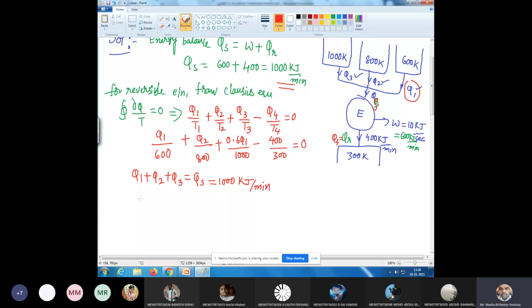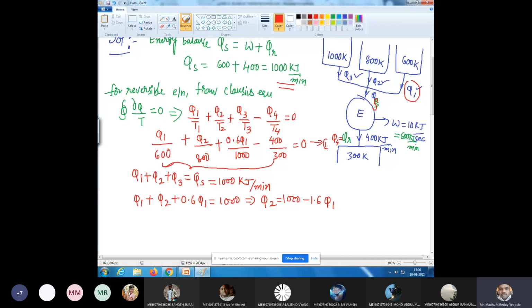So therefore, Q1 plus Q2 plus Q3, where Q3 is also 0.6 Q1, equals 1000. So from this, Q2 is equal to 1000 minus 1.6 Q1. So what am I doing? How many unknowns are there in this equation? There are two unknowns. I am converting Q2 also in terms of Q1. Therefore, one unknown can easily be solved with one equation.